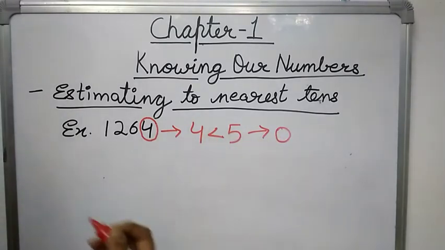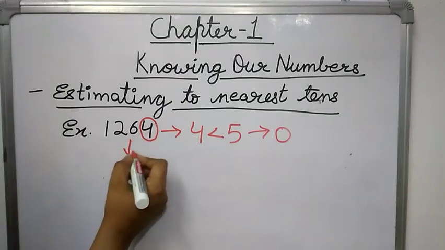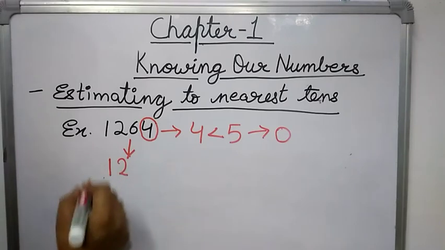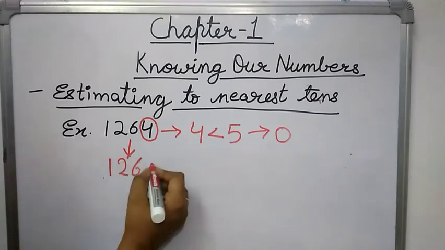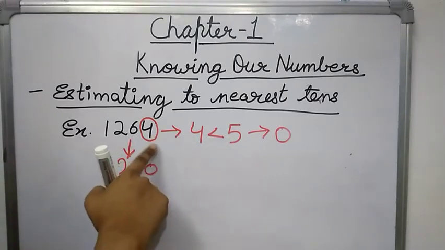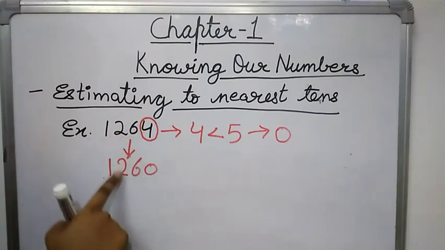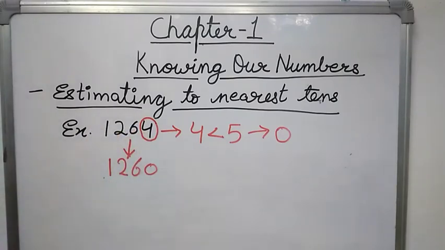So in this case, this 1264 will be estimated as 1260. We will place 0 in place of 4 and this 6, 2 and 1 will remain as it is. So this is the estimation.